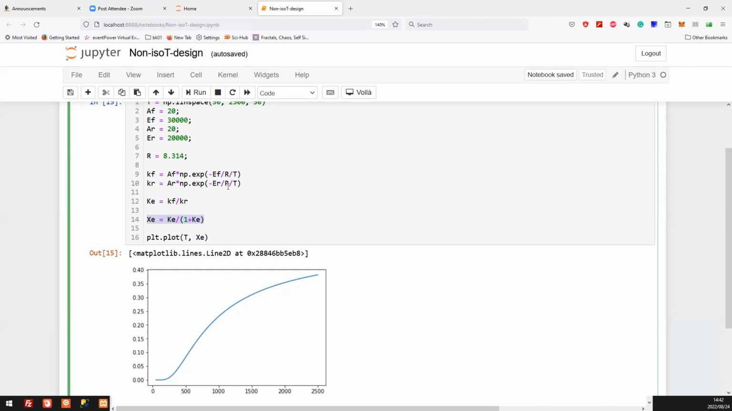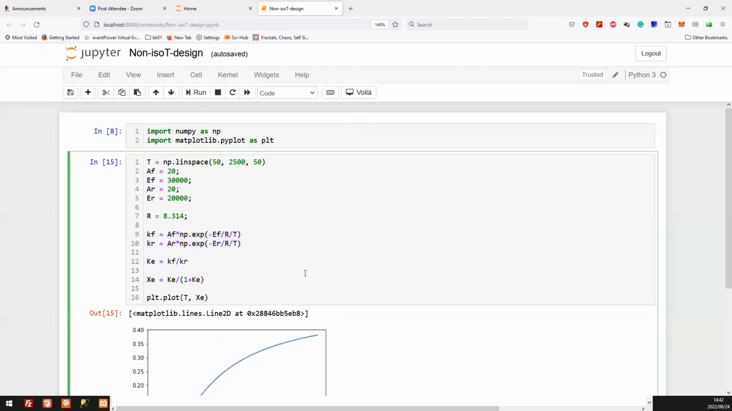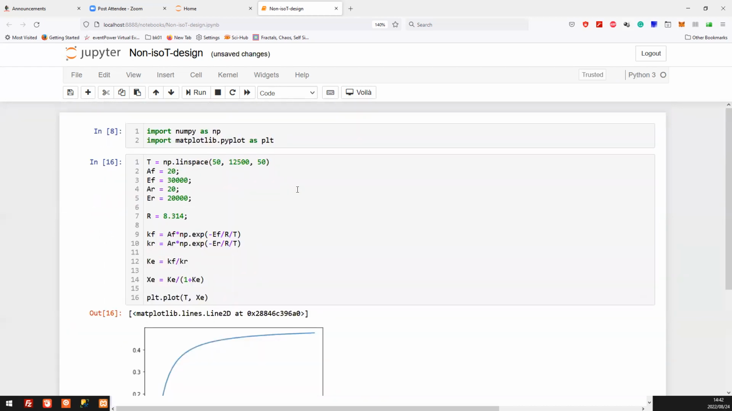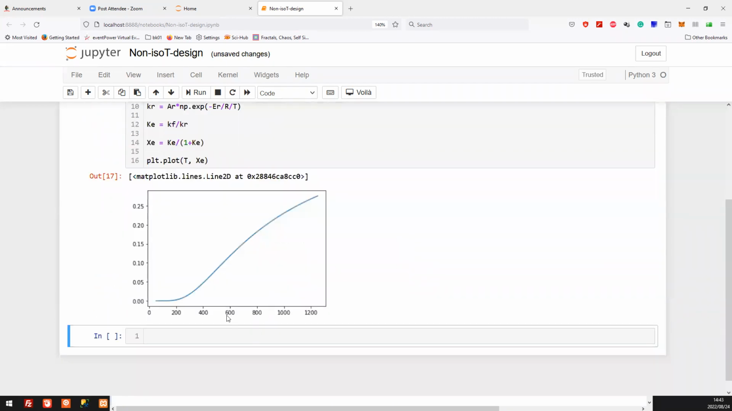In this one, you can see it's kind of tapering off here. So clearly at the higher temperatures, these two don't increase much faster than the other. So it settles down to some value there. Okay, so that's how we can get the equilibrium values for our reaction.